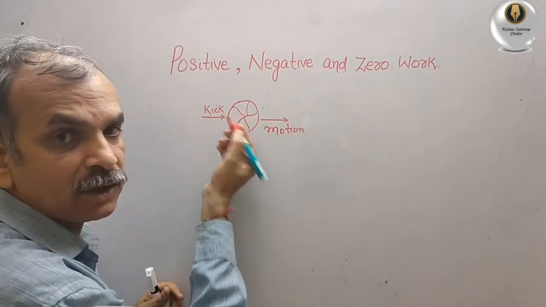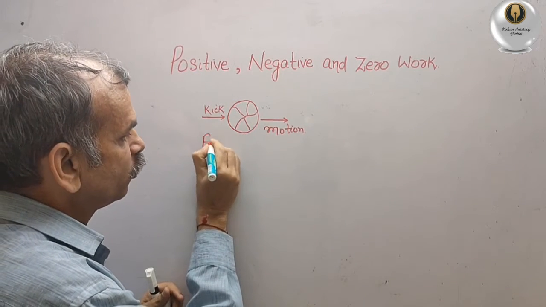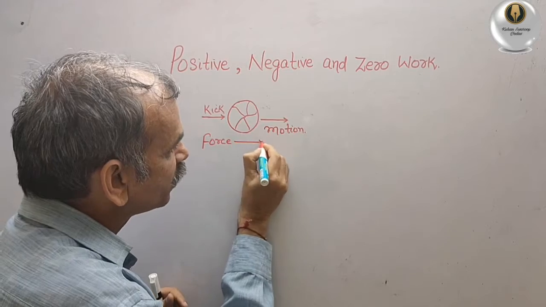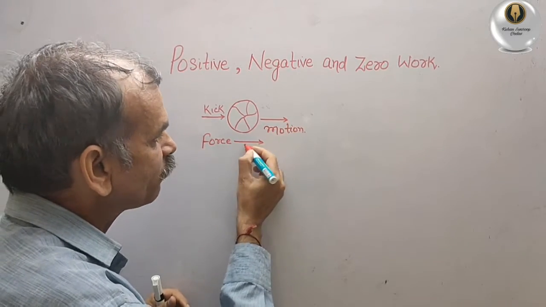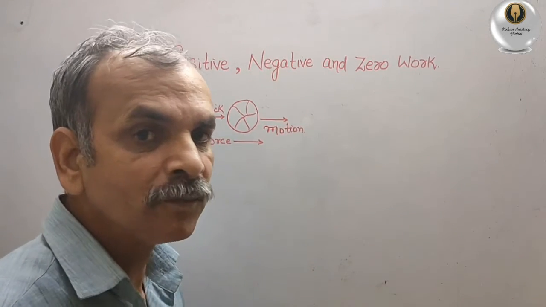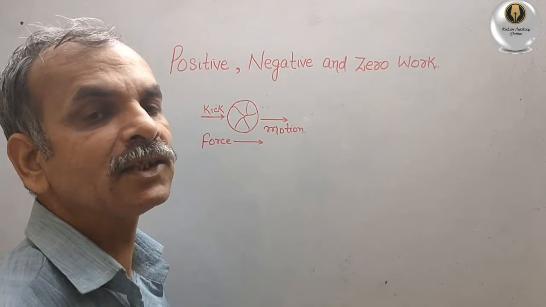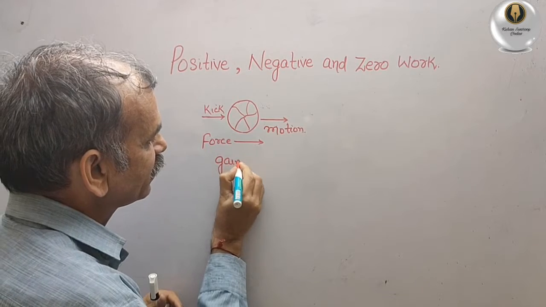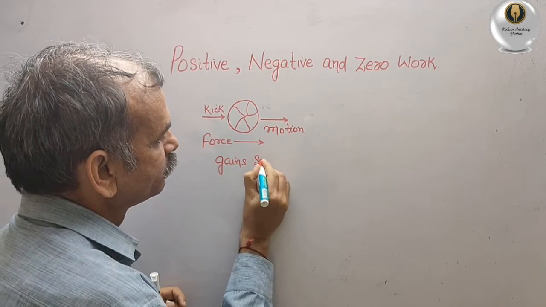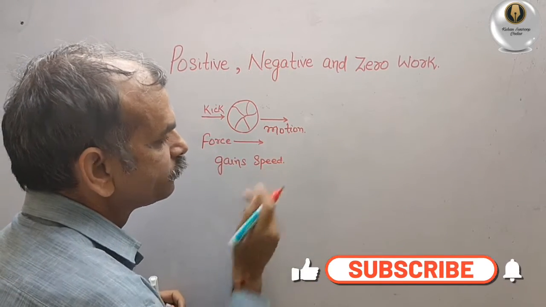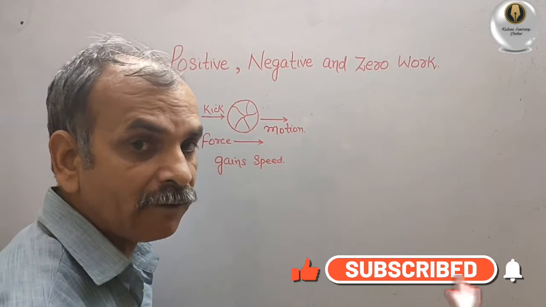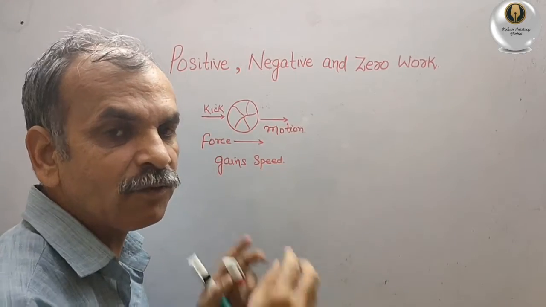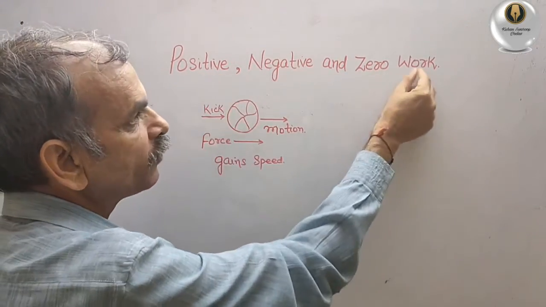So now the kick is your force, and force is in the same direction of the motion. Now motion and force are in the same direction, therefore it attains a speed, or you can say it gains speed. Whenever motion and force are in the same direction, we used to say it's a positive work.